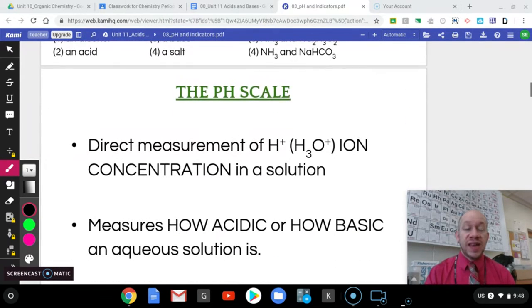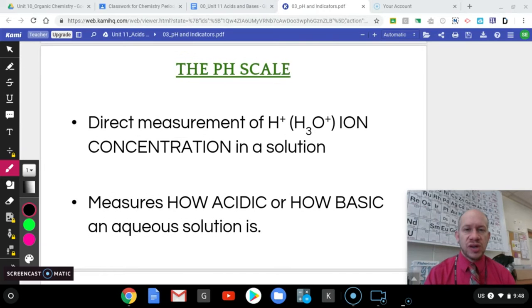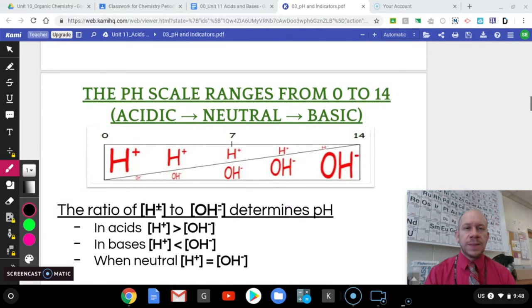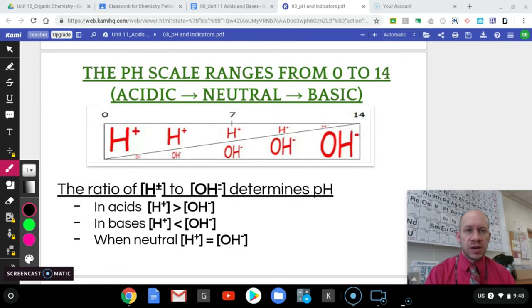The pH scale is a direct measurement of the hydrogen or hydronium ion concentration in a solution. This measures how acidic or how basic an aqueous solution is. The pH scale ranges from 0 to 14, from acidic to neutral to basic, and this is determined by the ratio of hydrogen ions to hydroxide ions, and that determines the pH.